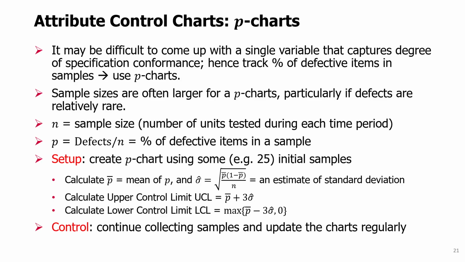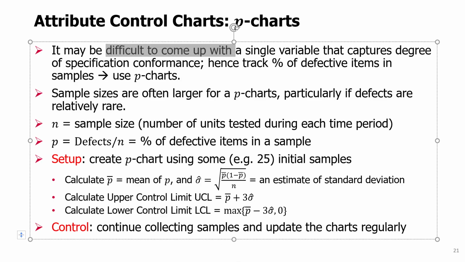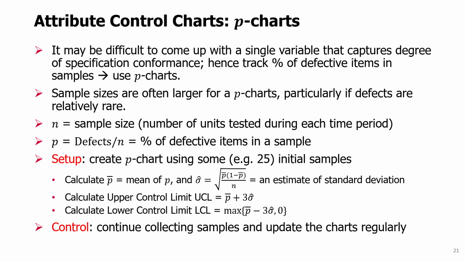and they are useful when it is difficult to come up with a single variable that captures a degree of specification conformance. Then we can just track the percentage of defective items. P stands for percentage or proportion of defects. This could be, for example, the percentage of customers that were dissatisfied with our service, or the percentage of products that, when final testing was performed, had some problem and couldn't be sold as working units.